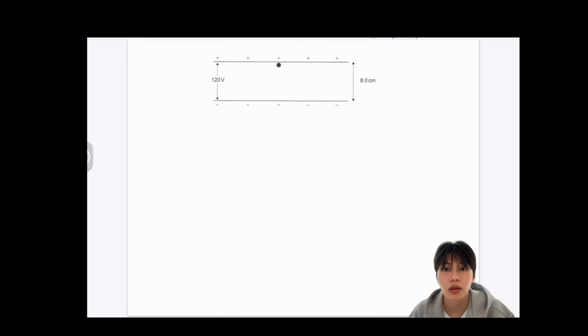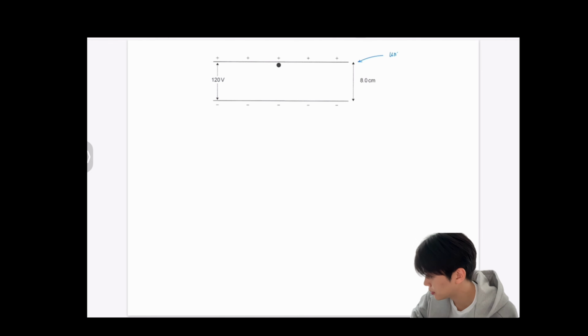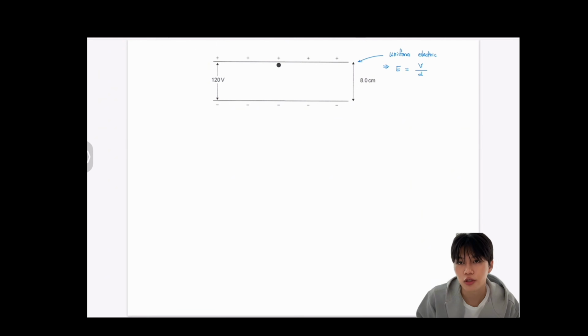Right, moving on to question 3. When you see question 3, you will see this diagram here. And every time I see this diagram, I think, okay, that's the uniform electric field. Every time a uniform electric field is used, the equation E equals potential difference over the separation d is always used, okay?